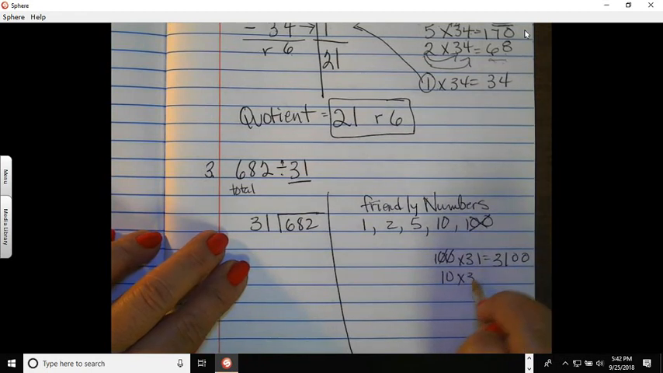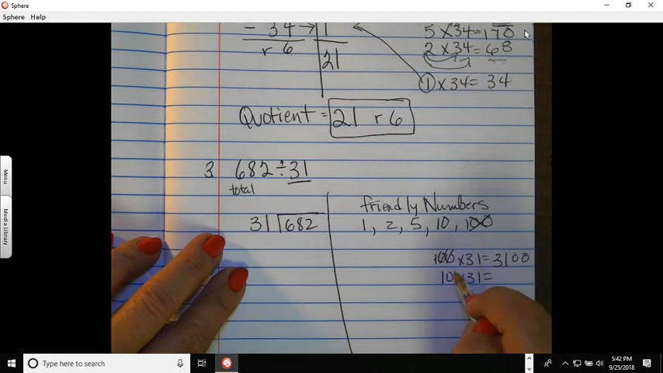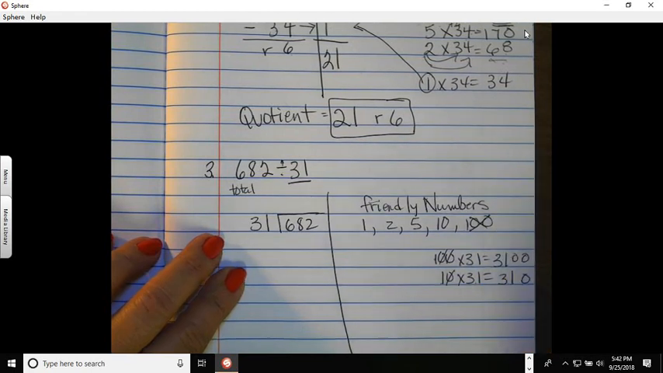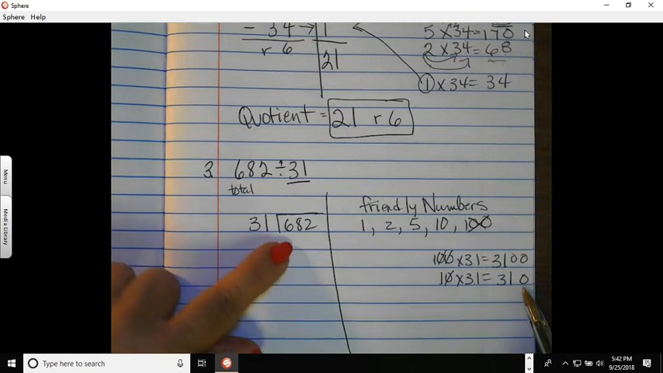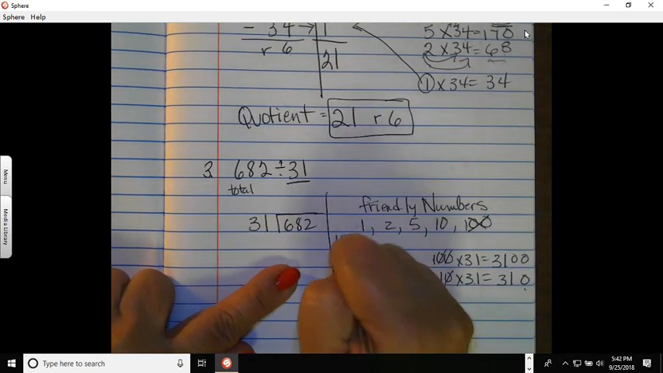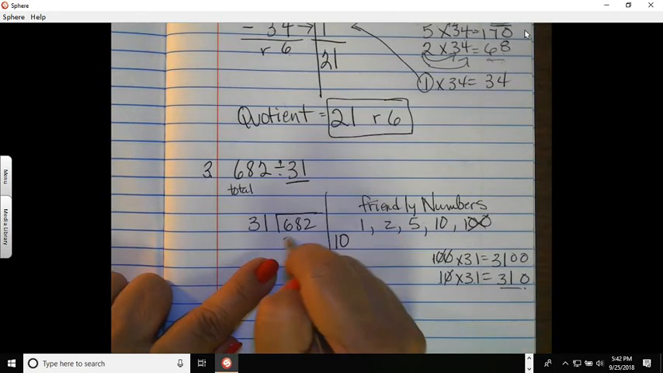Now I'm going to go to my tens. 10 times 31. Well, I have 1 zero. I'll place that here. 31 times 1 is 31. 310. Yeah, I can take that 310 out of there. So I'm going to place my 10 here because this is where my 310 is going to go.